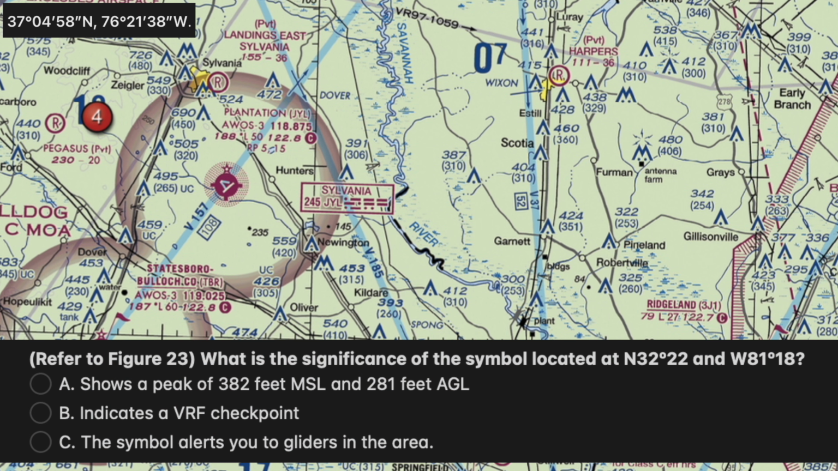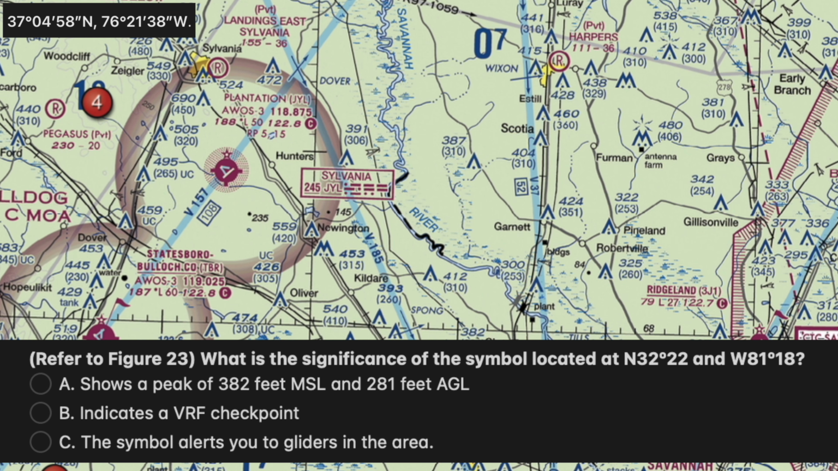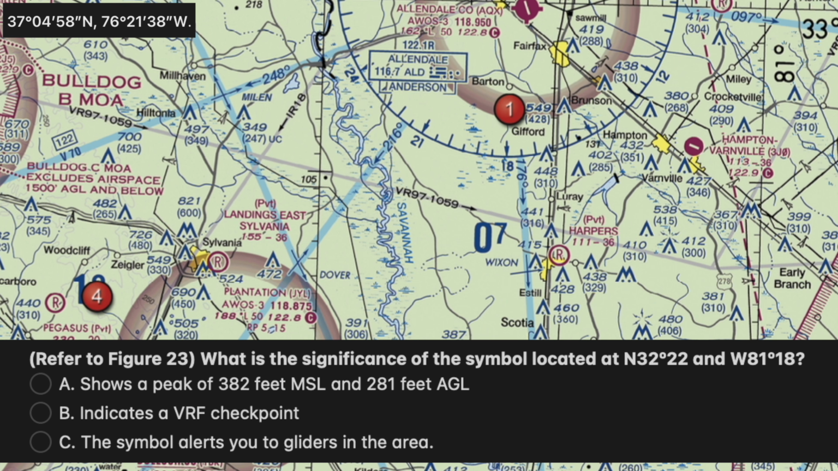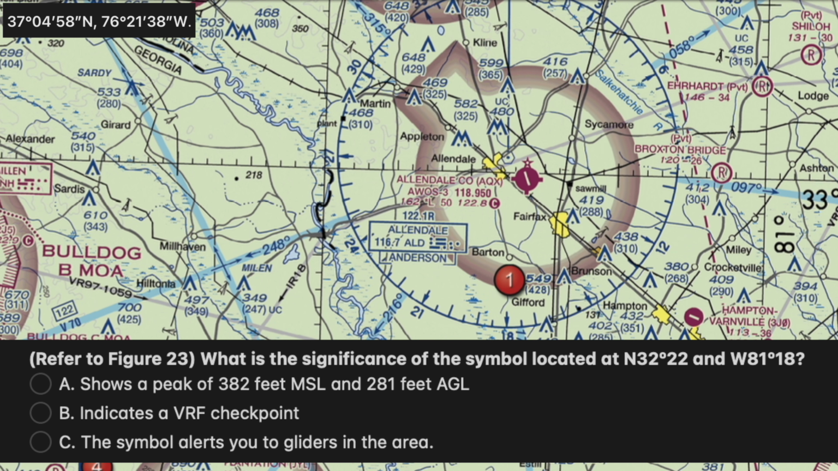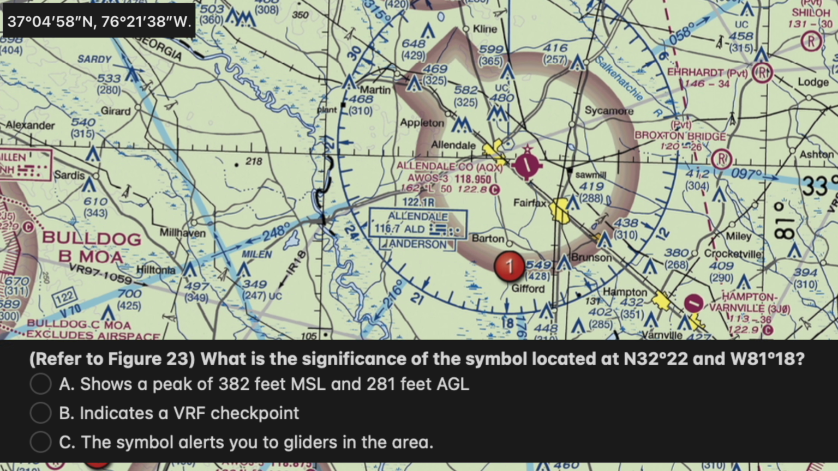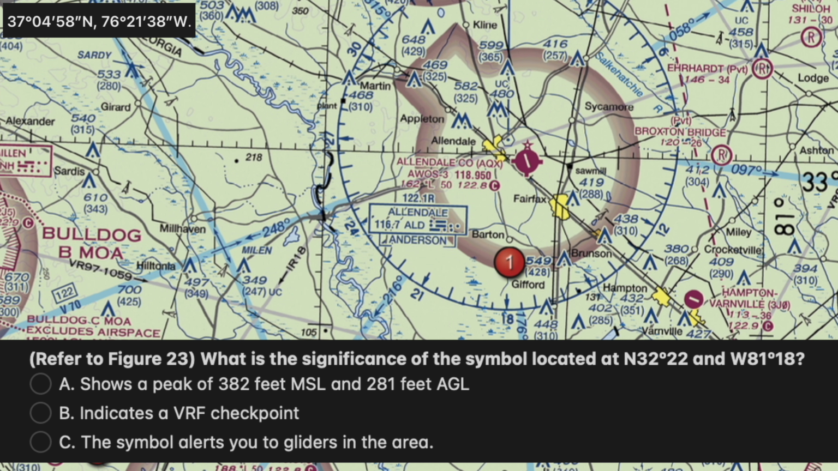Refer to figure 23. What is the significance of the symbol located at north 32 degrees 22 minutes and west 81 degrees 18 minutes? Now, I recommend that you use your testing supplement so it can simulate you actually taking the exam, but if you don't have it, then just follow along on screen. I'll do my best to keep everything in place. Now remember, I won't be showing you how to get the answer, but I will be giving you information to guide you to the right direction.